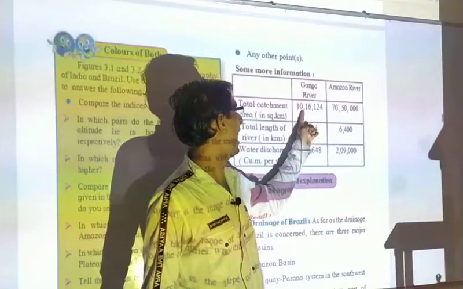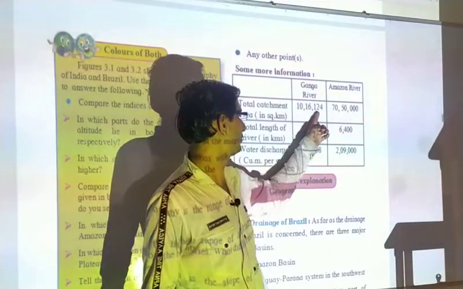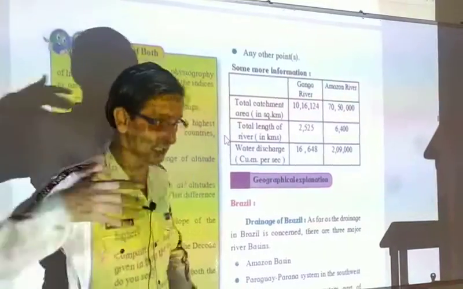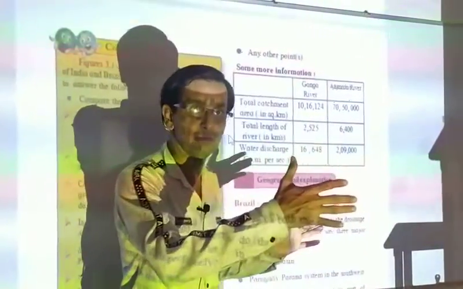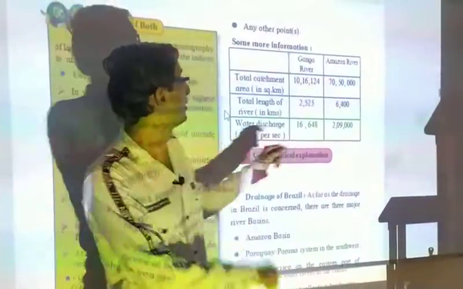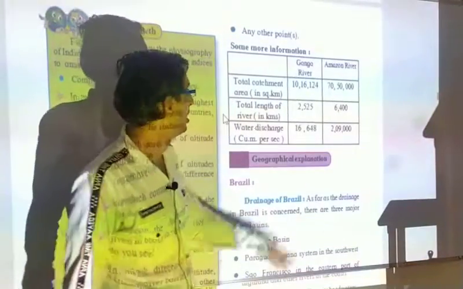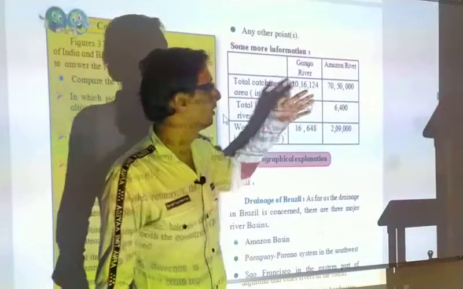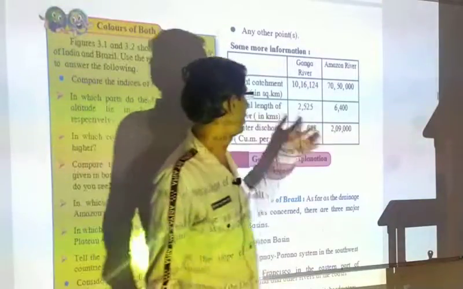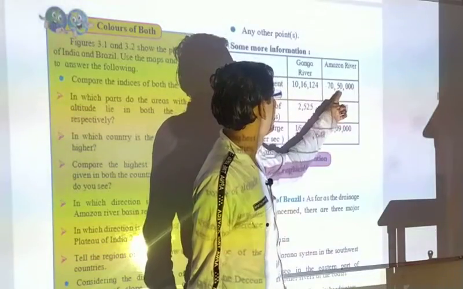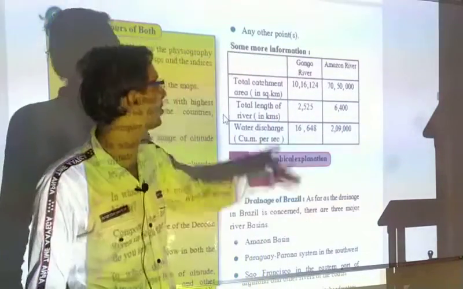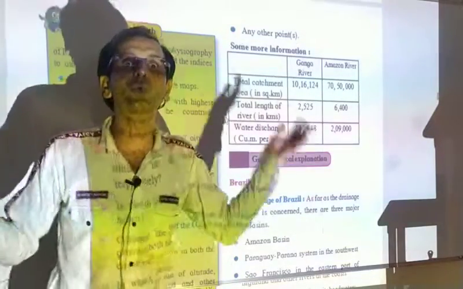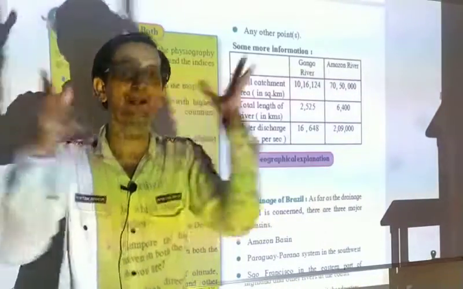Ganga river: 10,16,124 square kilometers, not cubic, square kilometers. That is the largest catchment area available for the Ganga river in India. But what about Brazil's Amazon river? Its catchment area in square kilometers is the largest compared to the Ganga. It is a gigantic river: 70,50,000 square kilometers. So you can see, compared to the Ganga, the Amazon river is so huge. In simple language, so big.